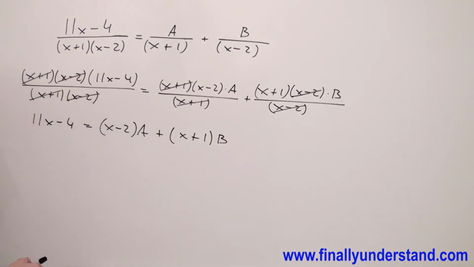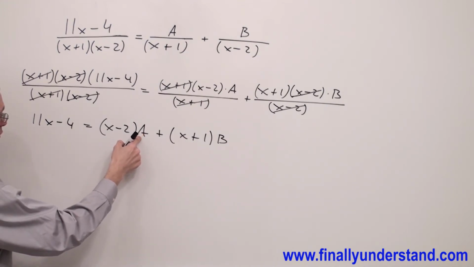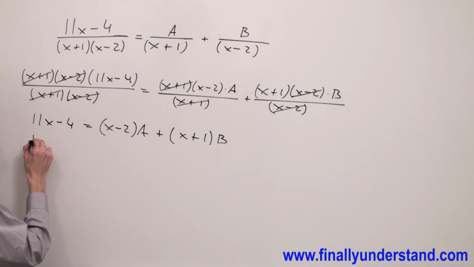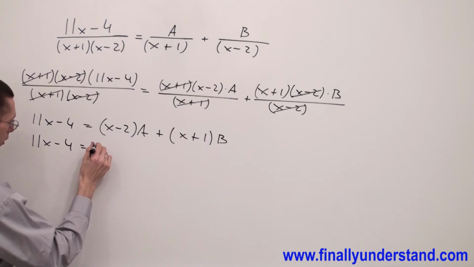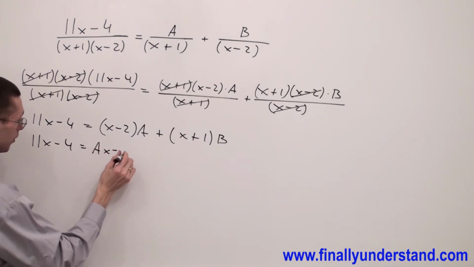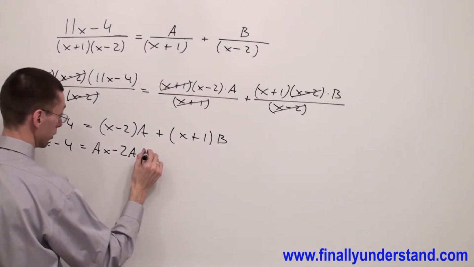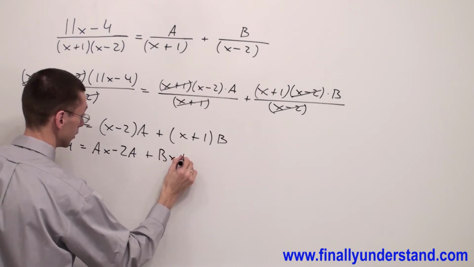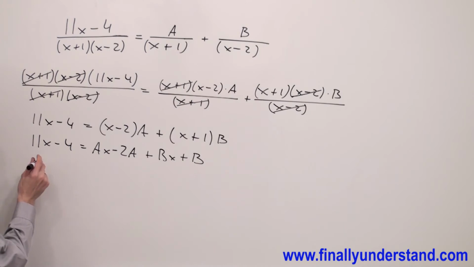Next, I'm supposed to eliminate the parentheses by distributing the constants into the parentheses. Copy down everything, whatever we didn't use. 11x minus 4 is equal ax minus 2a plus bx plus b.